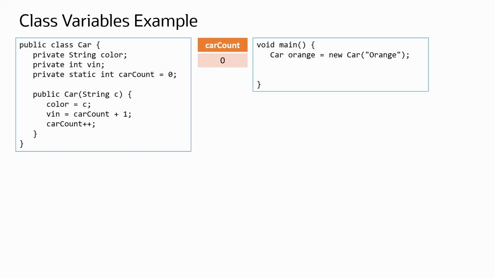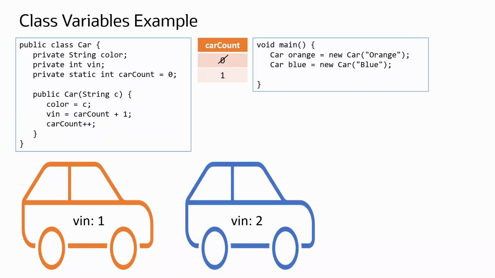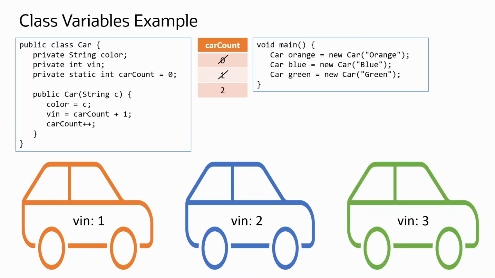Car orange equals new Car and pass it the color orange. This would create a car with the color orange, a VIN that has the value of car count plus 1, so in this case 1, and then it would increment car count to 1. Then if we create a car blue, we would get a blue car with a VIN value that is car count plus 1, or 1 plus 1, which is 2, and then car count would be incremented to 2. Car green equals new Car green would give us a car that is green that has a VIN number of 3, and car count would increment to 3.